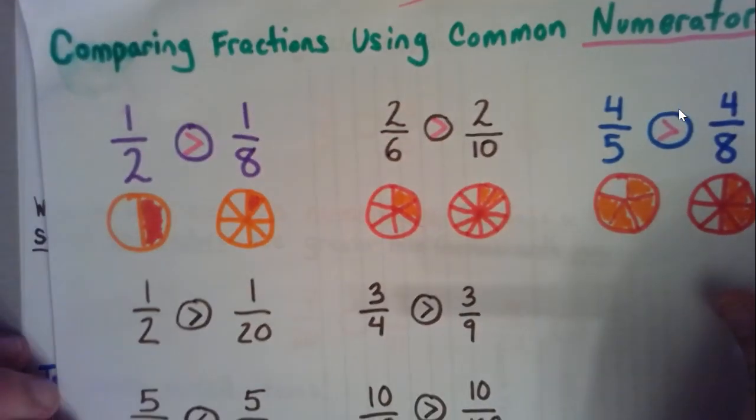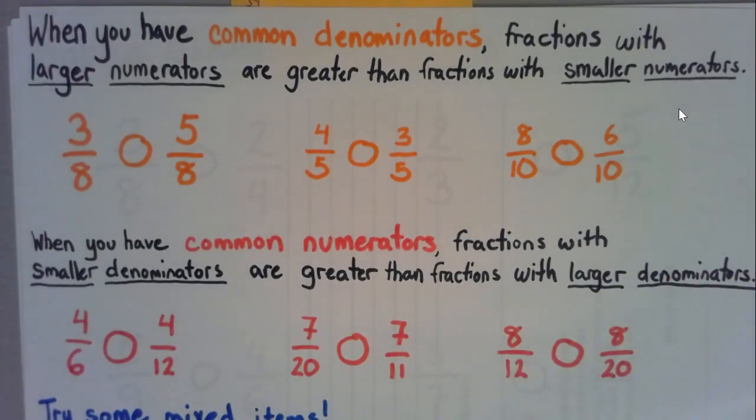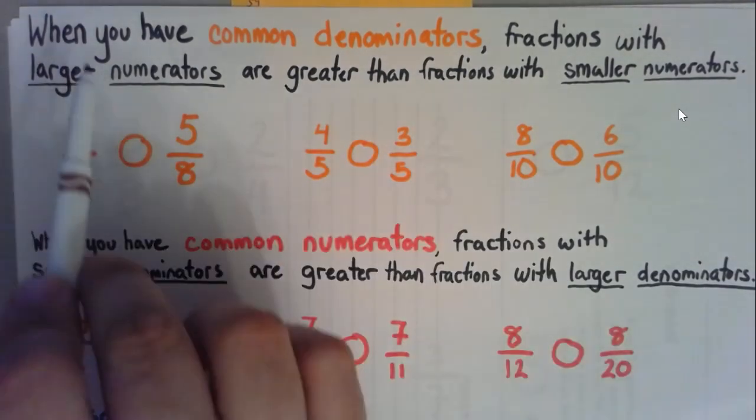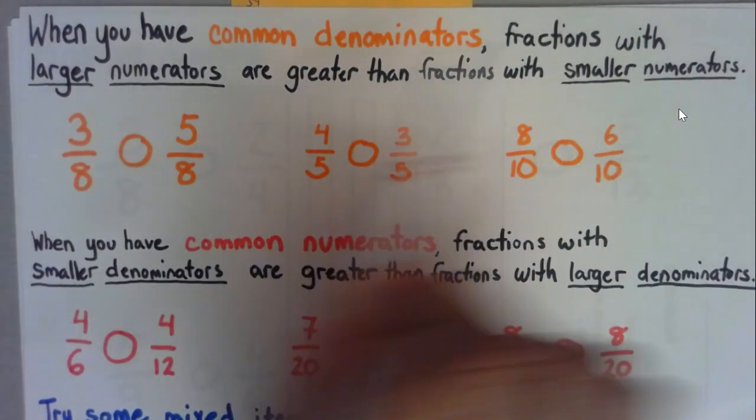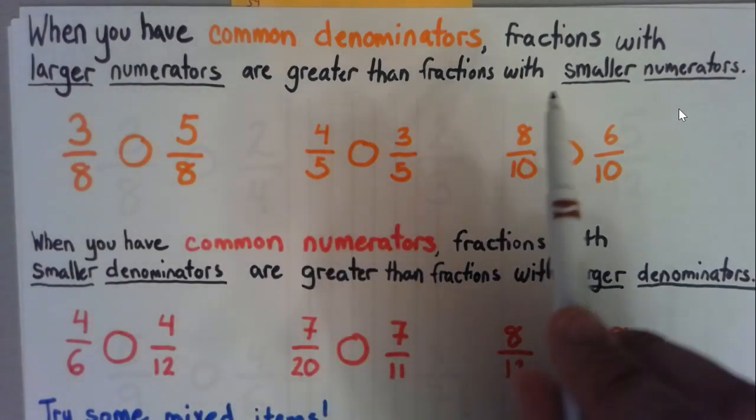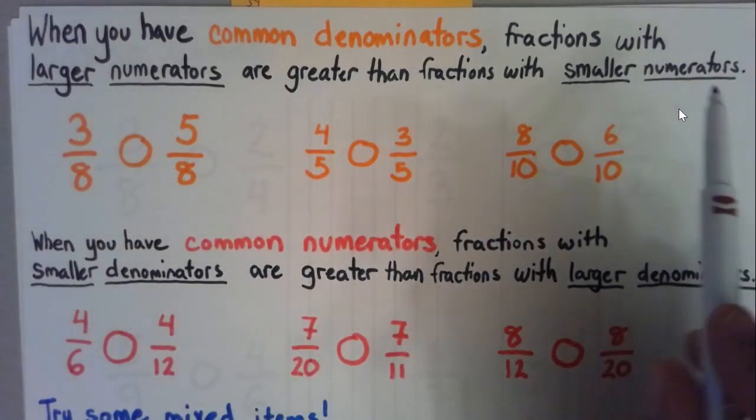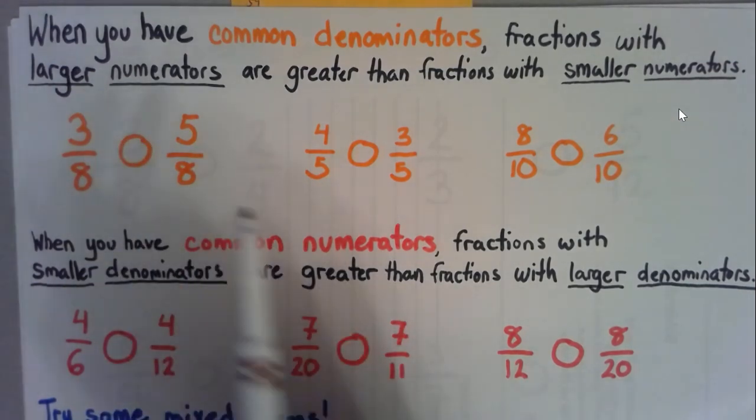Let's do a little practice as a group. And I even reminded you of some of the rules here. So we're going to go through each one, and I'm going to read it to you, and I'm going to have you pause and try it yourself. But let's take a look at the directions, the reminders, the rules here. When you have common denominators, fractions with larger numerators are greater than fractions with smaller numerators. So let's look at this first one, 3/8 versus 5/8.